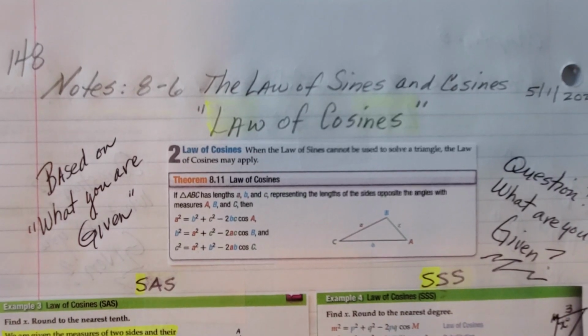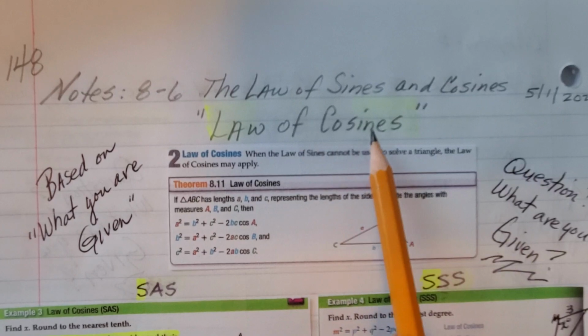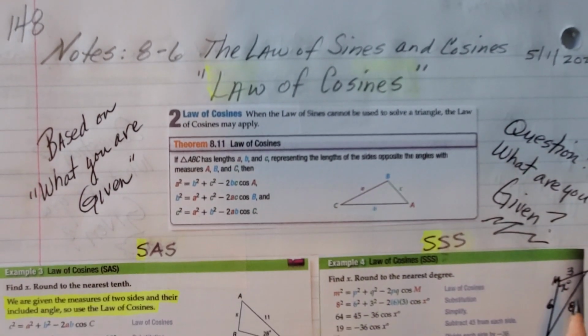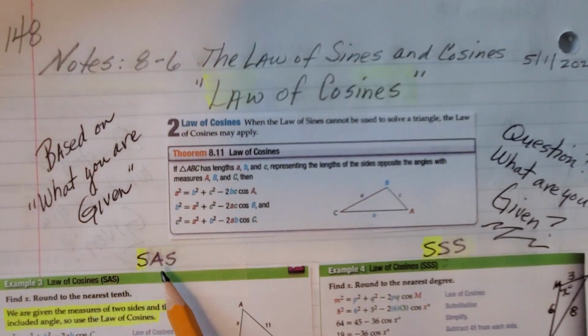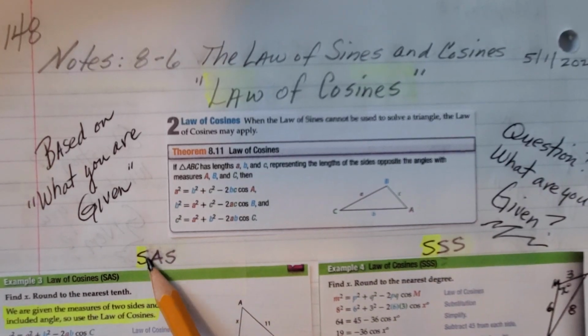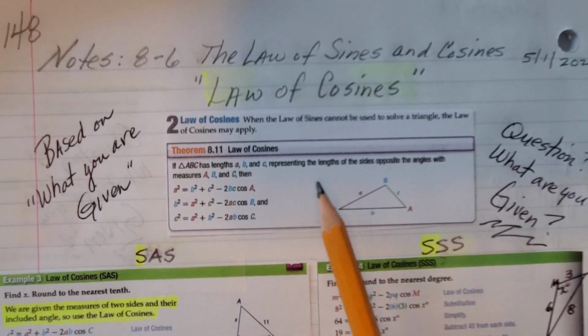Okay, this is the second video on the law of cosines and sines and cosines. So this one is the law of cosines. When do you use the law of cosines? It's when you have a setup for a non-right triangle, side angle side, or side side side. If you're given two sides and an included angle, or three sides, you use the law of cosines.